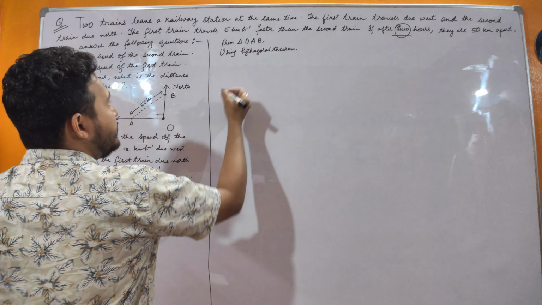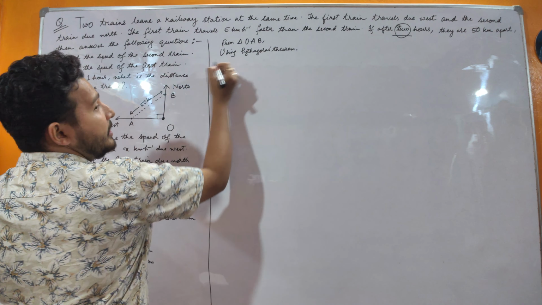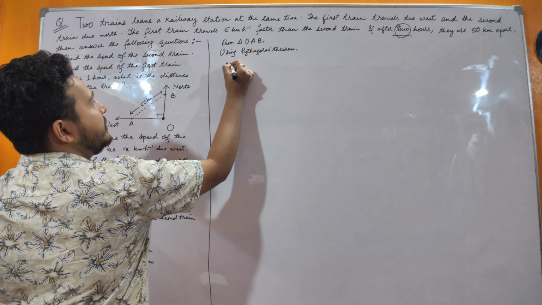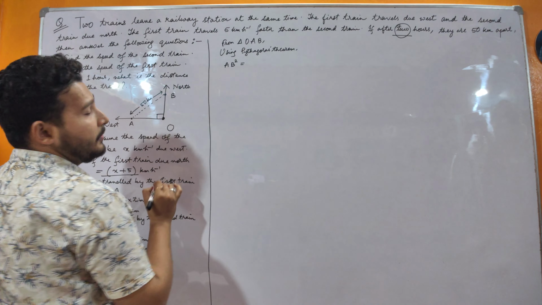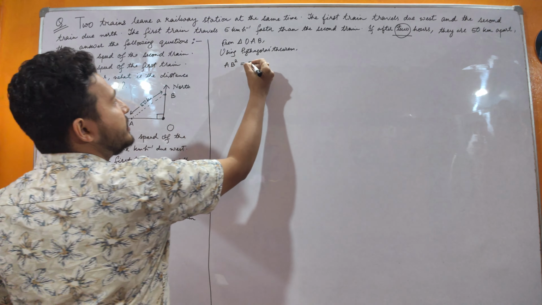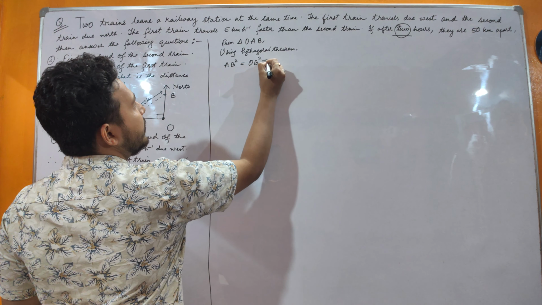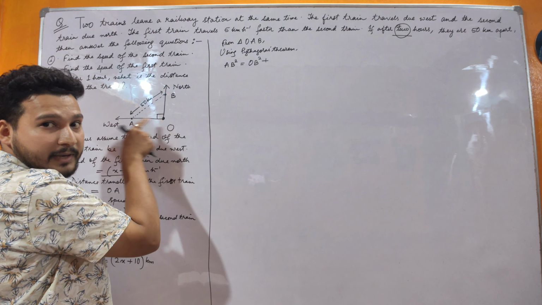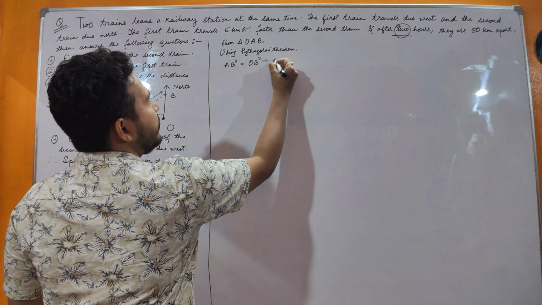So we can write AB. AB is the hypotenuse. AB square is equal to perpendicular, that's OB. OB is the perpendicular. OB square plus the base. Base is OA. OA square.